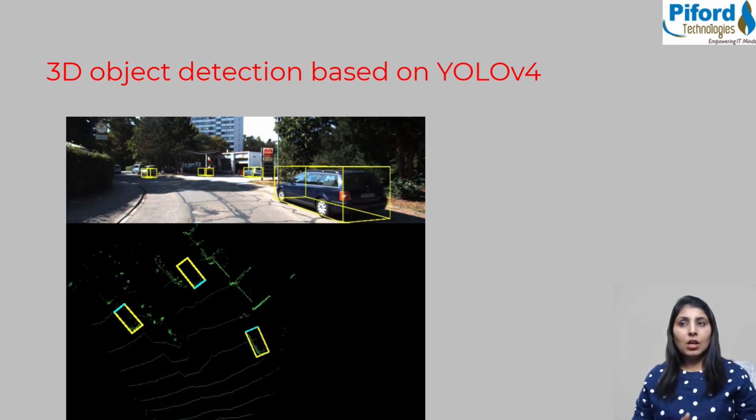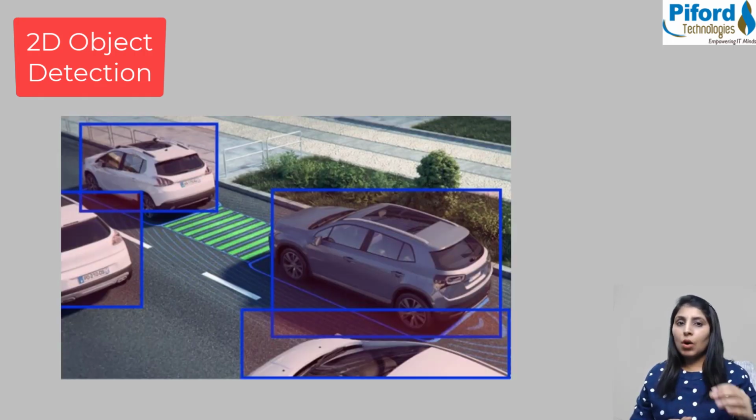So let's begin. When we talk about 2D object detection, it only predicts 2D bounding boxes, right? And 2D bounding boxes simply means a line drawn on the object in a square or rectangular format, and that box is of some specific dimensions, right?